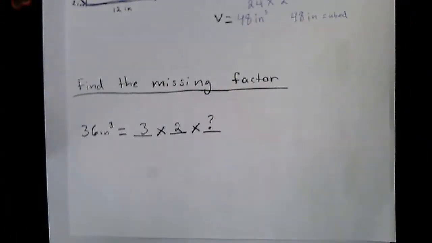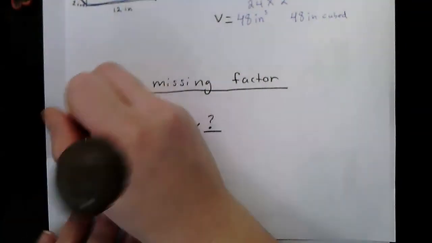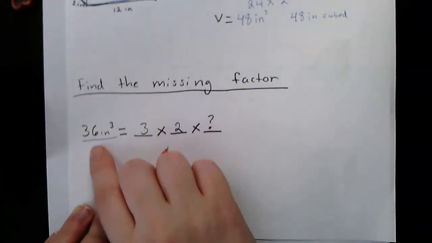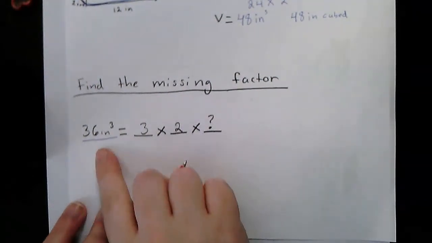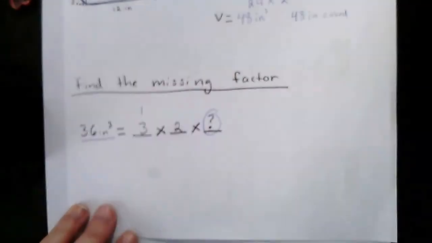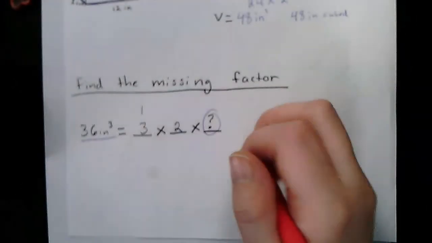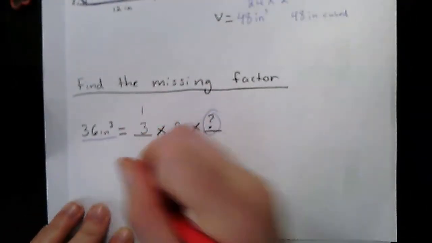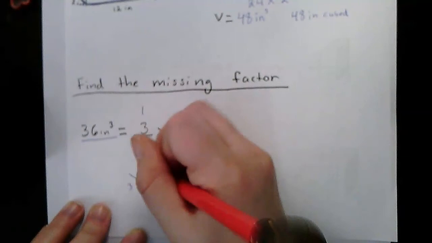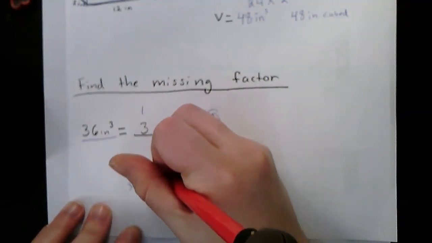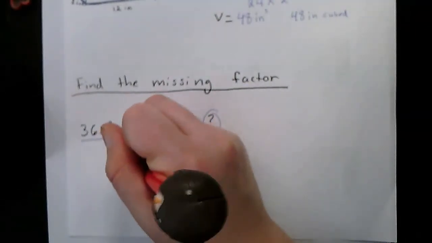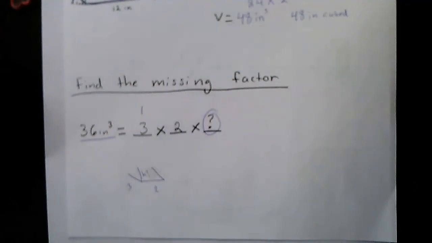And what this says is find the missing factor. So what I have right here is 36 inches cubed. So what this means is I already know the volume of my shape. What I don't know is this missing factor right here. So I have my length, which is 3. And if you want, you could also draw yourself a picture. So I have 3 as my length. And then I have 2 for my width. But I don't know how high up my shape is going to go. So that is what I'm trying to figure out right now. Is this height number right here my height? I have no idea what that is.